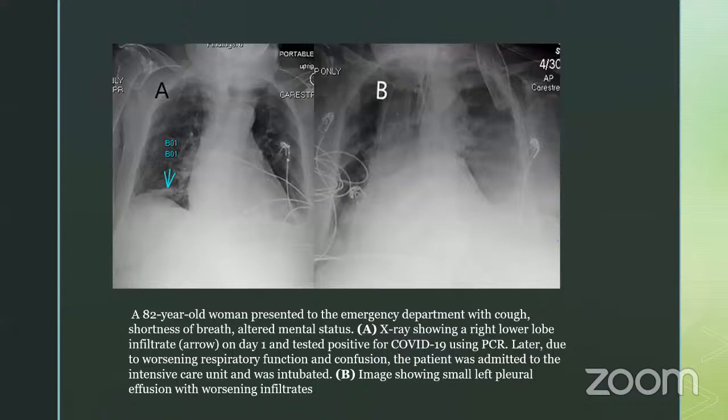For example, this X-ray belonged to an 82-year-old woman who presented with cough, shortness of breath, and altered mental status. This was taken on day one. We can see here there is involvement of the right lower lobe of the lung. Two days later, she developed worsening respiratory function and confusion. The patient was shifted to ICU and intubated. The repeat X-ray showed increasing opacities in both lung fields, as we can see, and a developing left pleural effusion. So X-ray helped at both the initial time and the follow-up, even at the bedside.